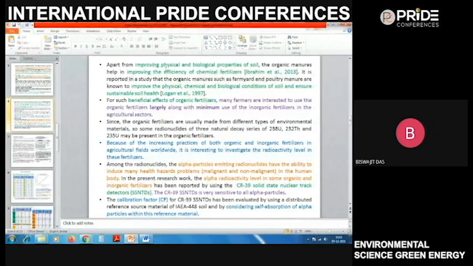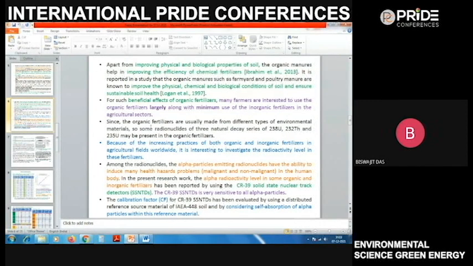Apart from improving the physical and biological properties of soil, organic manures help in improving the efficiency of chemical fertilizers. It is well studied that organic manures such as farmyard and poultry manure are known to improve the physical, chemical, and biological conditions of soil and ensure sustainable soil health. For such various beneficial effects, many farmers are interested in using organic fertilizers largely, along with minimal use of inorganic fertilizers in the agricultural sector.